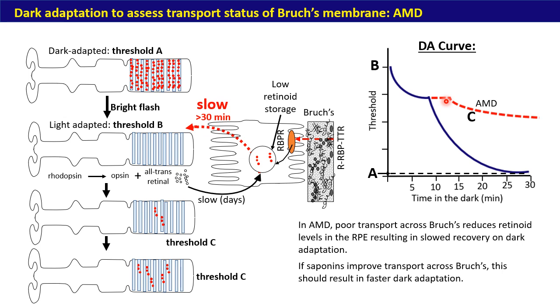If saponins improve the transport of retinol across Bruch's, increasing the pull of retinoids in the RPE, then we would expect faster recovery in the rod S2 gradient after treatment.